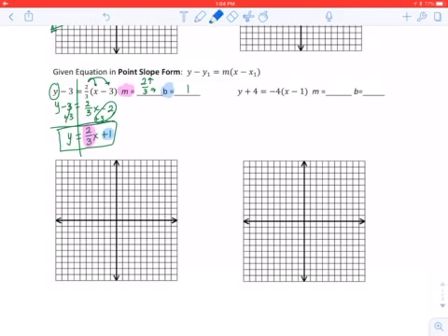So 2/3 is the slope, and that means I'm going to move up 2 and right 3. The y-intercept is +1. You always have to start with a point. The slope is not a point, but the y-intercept is a point. So I'm going to start on my y-axis at 1, and then I'm going to use my slope to move across the graph. So I'm going to move up 2 and right 3. Up 2 and right 3.